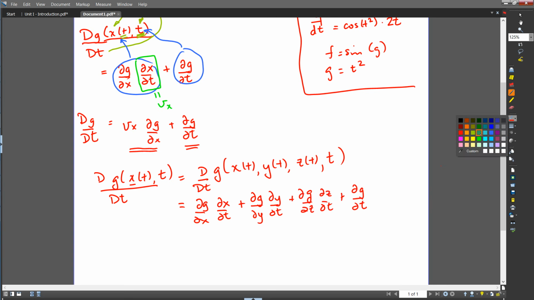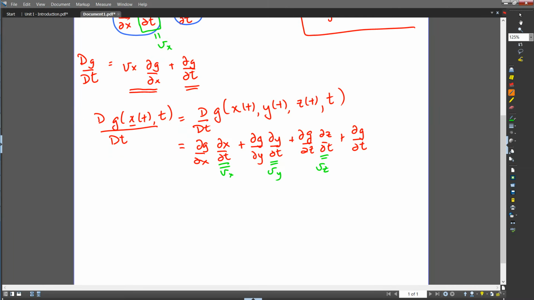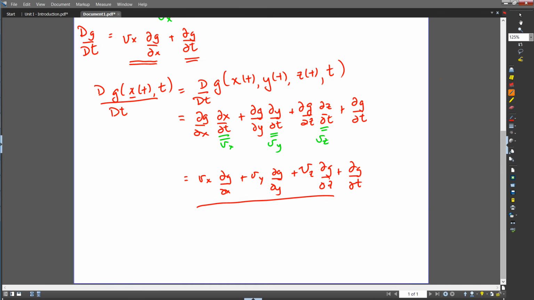And then just like before, I immediately recognize that this guy is v sub x, this guy is v sub y, this guy is v sub z. Remember, I have three components of my velocity vector v. And so at the end of it all, I just end up with v_x dg dx plus v_y dg dy plus v_z dg dz plus dg dt. And this part here is kind of hard to write out because there's a lot of terms. So we can abbreviate that by writing v vector dot product gradient of g. And here's where you need to know what dot product and gradient mean from the math lecture that I referred to earlier, plus dg dt. And that is the substantive derivative of the quantity g with respect to time.